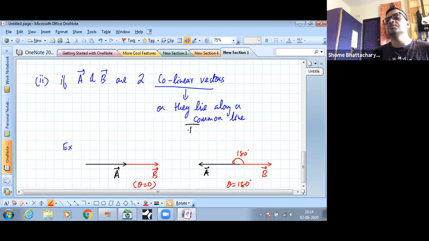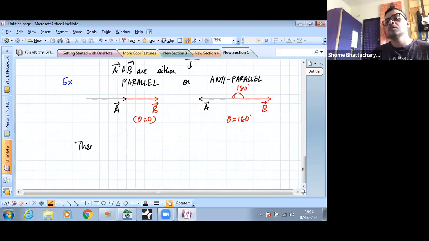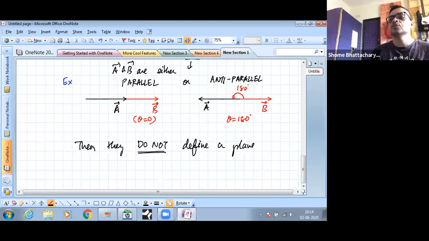So they lie in a common line. That means they are either parallel or they are anti-parallel. Okay. Then they do not define a plane.